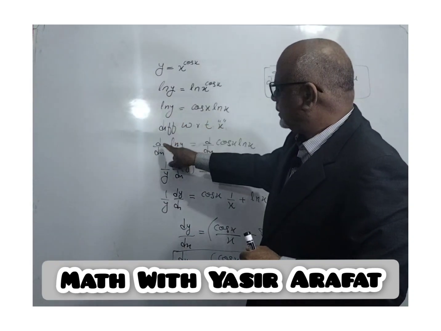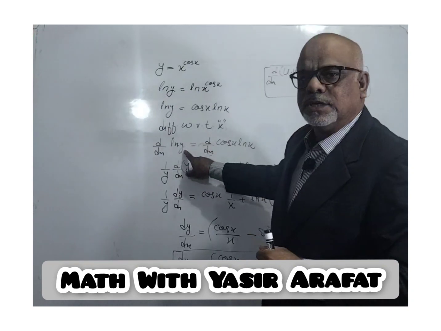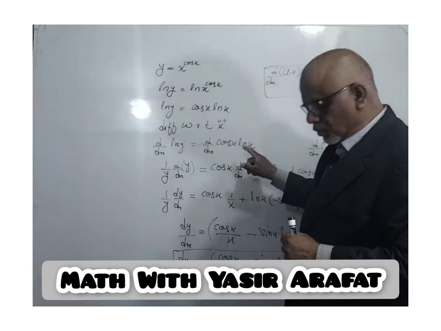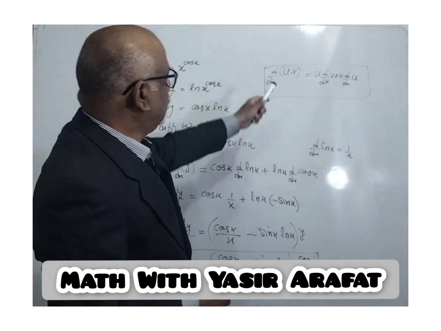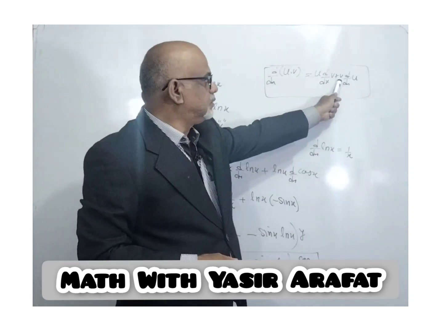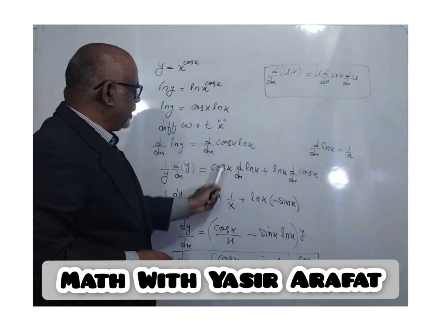Derivative of ln y is 1 upon y, and then we have to find out the derivative of y. Here, two functions are in product form. So we have to apply the product rule here, that is u into v, u as it is derivative of v plus v as it is derivative of u. So we have to apply this product rule here.